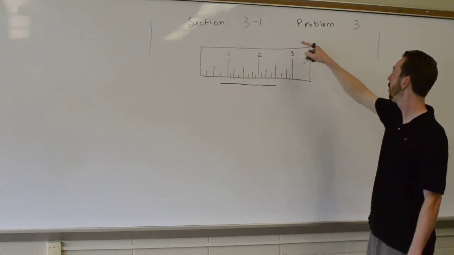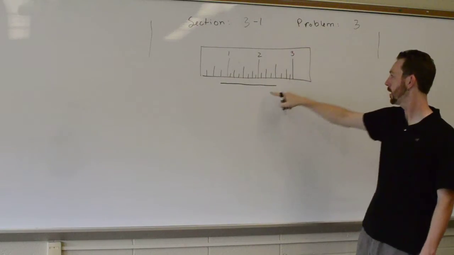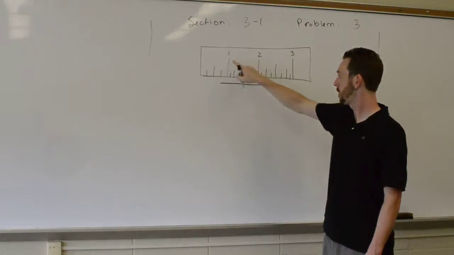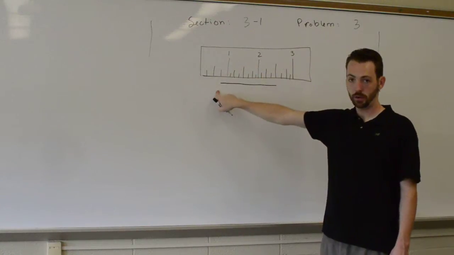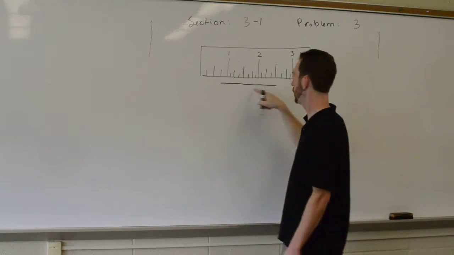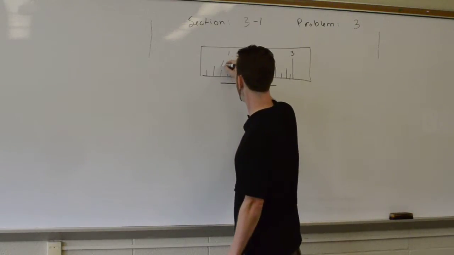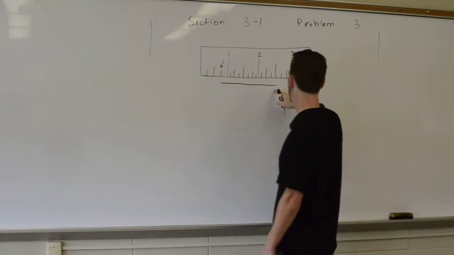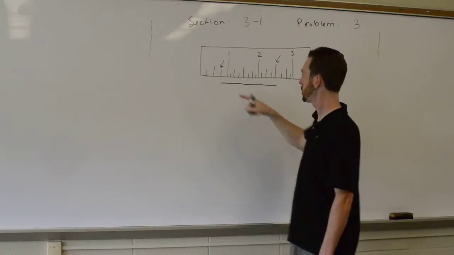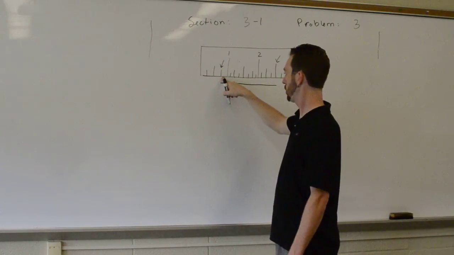This is section 3.1, problem number 3. Here we're trying to find the length of a line in fraction form that doesn't start at 0. So first we need to find out where both the start and the end points are. So we look to see where this starts at, and that is this line right here. We look to see where it ends at, that's this line right here. So the starting point ends up being 3/4.